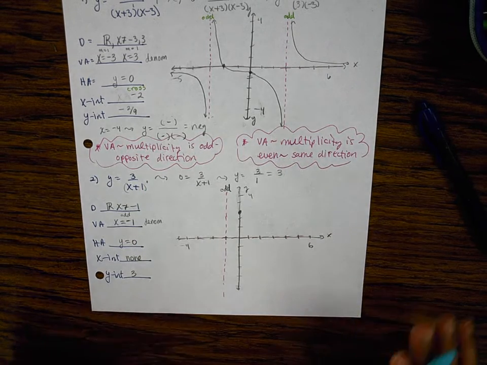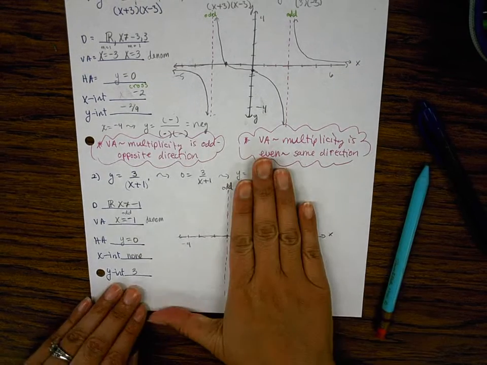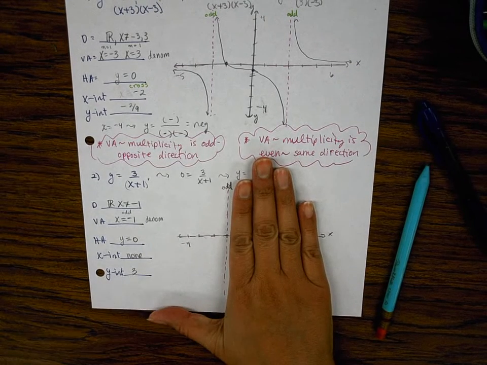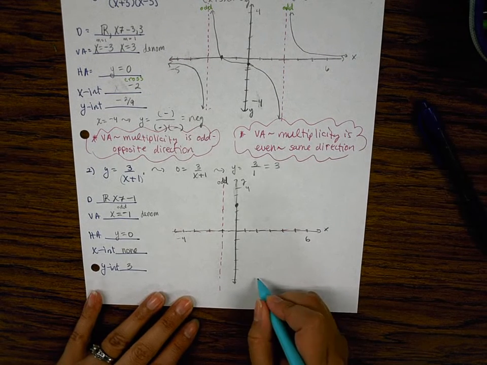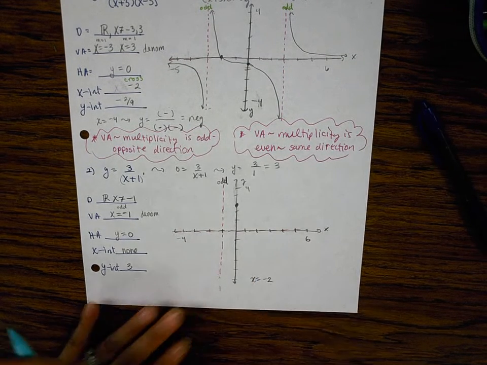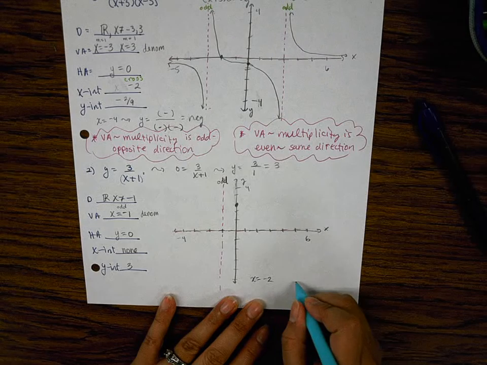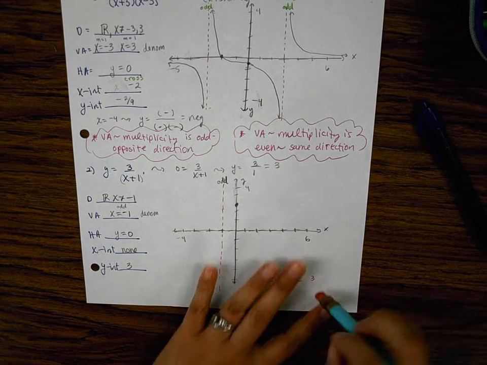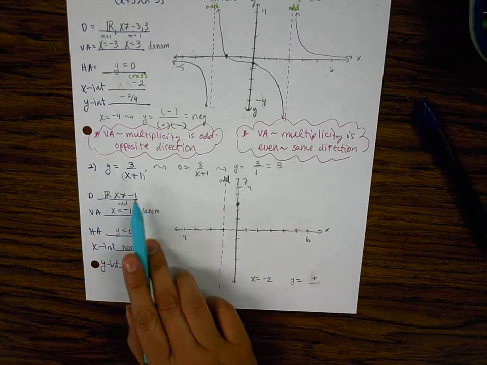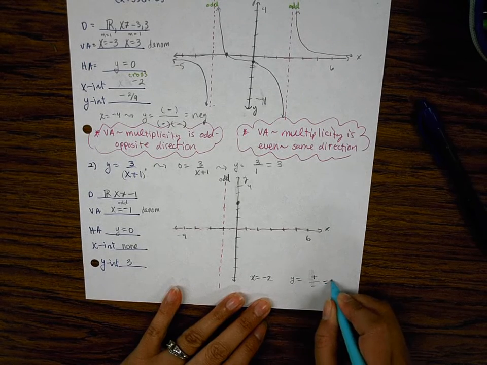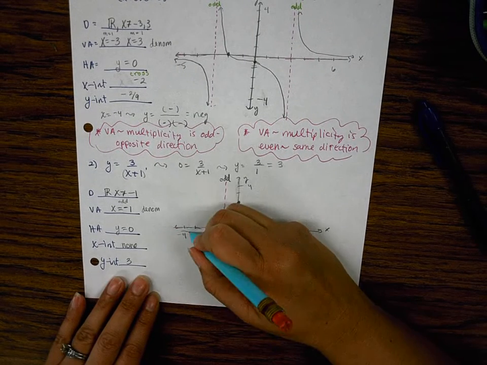Okay, so pick a value to the left because we don't know if we're at the top half or bottom half. I'm going to pick -2. You can pick any value to the left, -3, -4. Y equals the positive number over -2 plus 1 is a negative number, which equals a negative number. So we're at the bottom half.